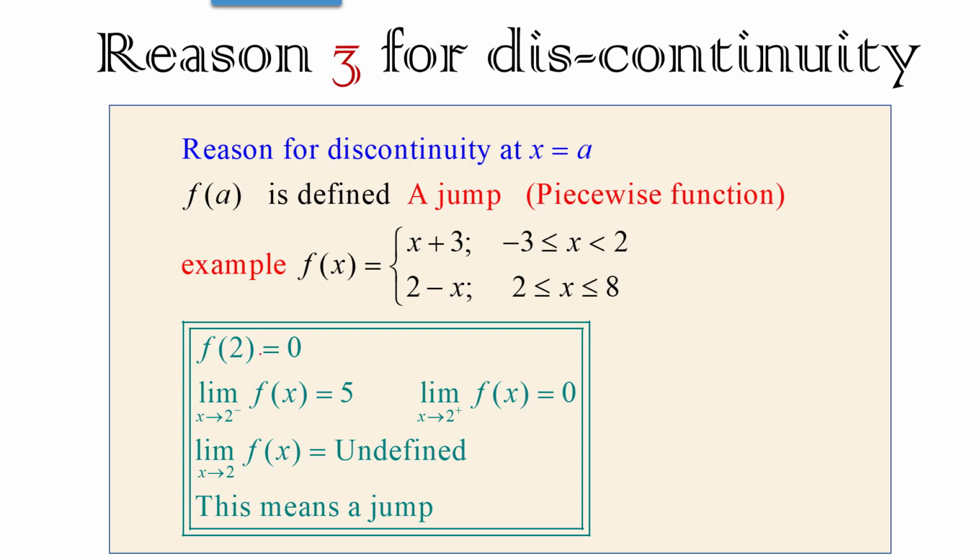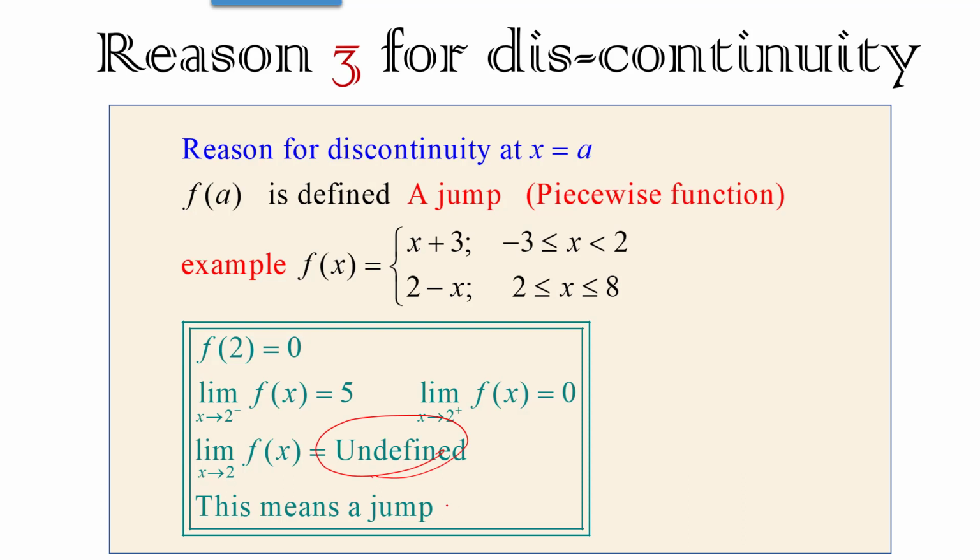So the function value at 2 is 0. It's going to be determined by the second function because the function is defined there. So it's going to be 2 minus 2, which is 0. The limit when x approaches 2 from the left hand side is 5. And when x approaches 2 from the right hand side, it is 0. So those two values definitely are not the same. And because the two limits are different, it indicates that there is some kind of a jump. And when the two limit values are different, the limit as such would be undefined. So you can see that the limit there is undefined.